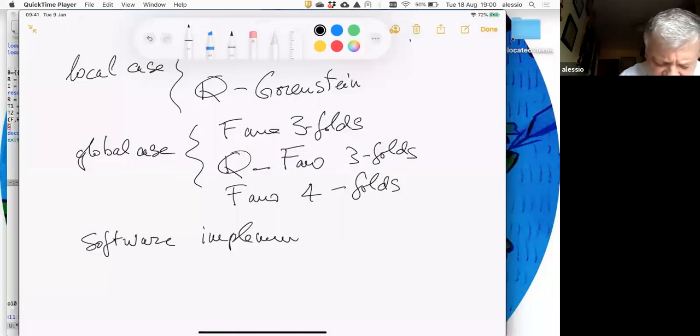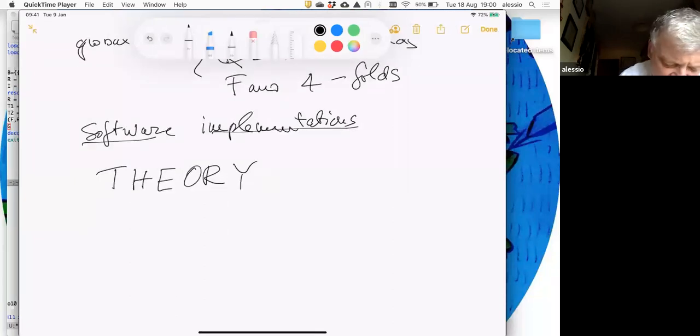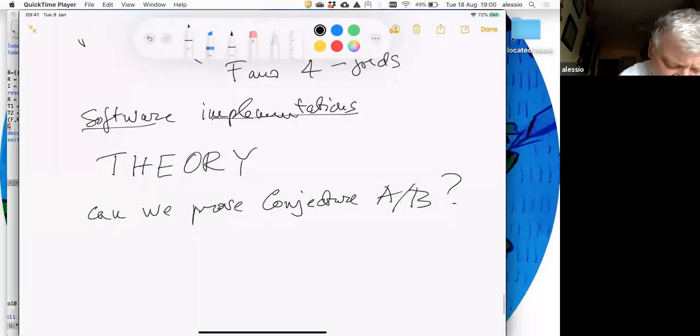In various aspects of them. And then finally, let me discuss a little bit about where we are with the theory. What's the hope of proving things like this? Can we prove conjecture A, for example, the one I just told you today, or B?